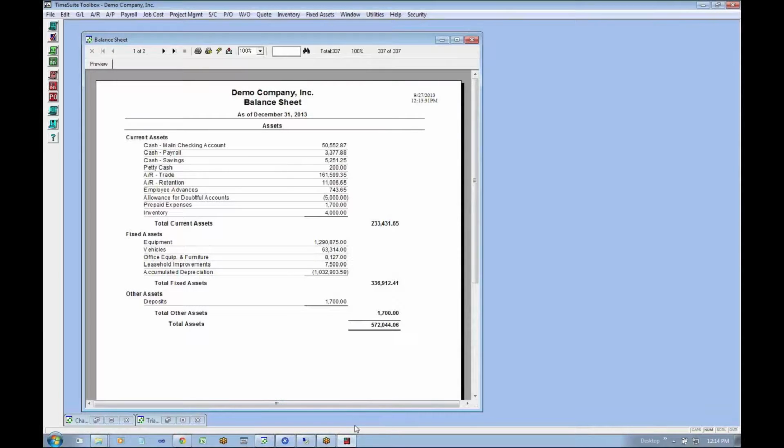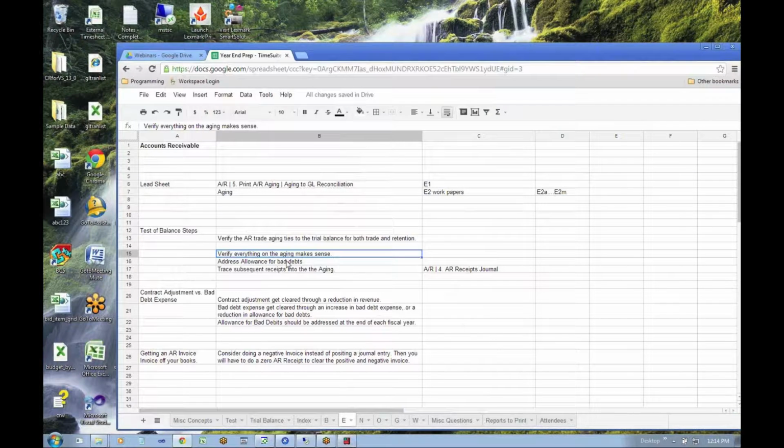And if you're fair, then typically, over the long run, you're going to have better relationships with those guys and get more legwork out of wherever you're at. So verify that everything makes sense, and then address the allowance for bad debts or doubtful accounts, same concept.